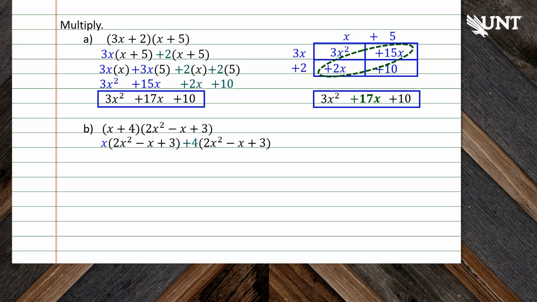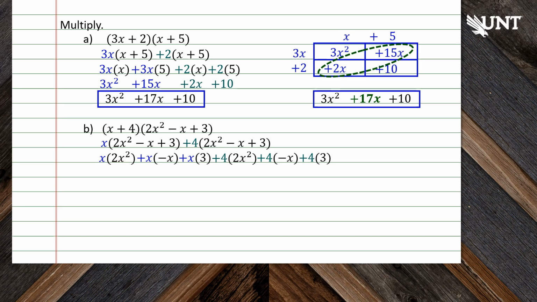Now we can distribute again. X times 2x squared, x times negative x, x times 3, 4 times 2x squared, 4 times negative x, and 4 times 3. Now that we have it all distributed, let's simplify each of these terms.